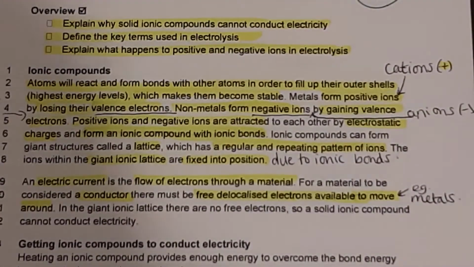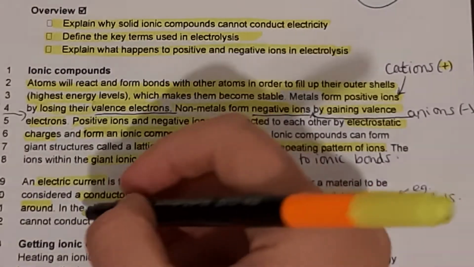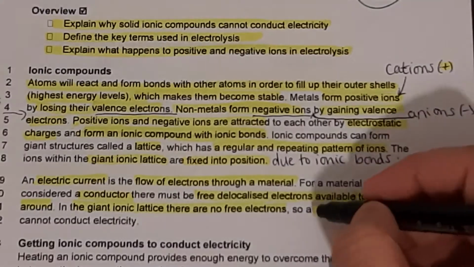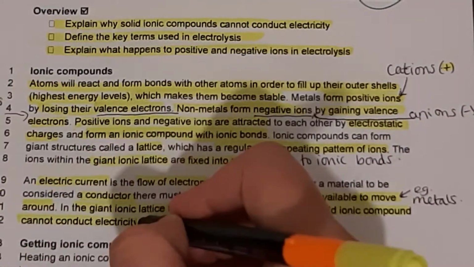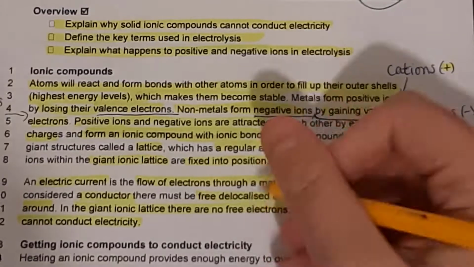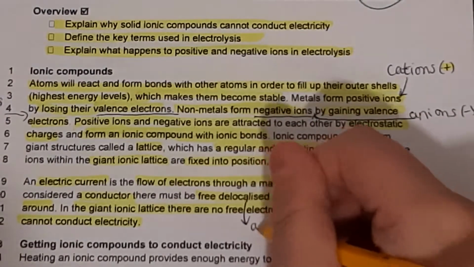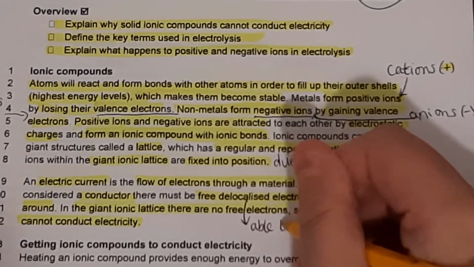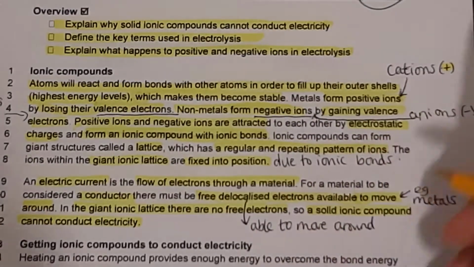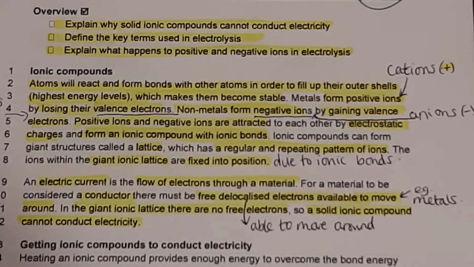In the giant ionic lattice, there are no free electrons, so a solid ionic compound cannot conduct electricity. Delocalized electrons are electrons that are able to move. Delocalized means able to move around. They are not locked into place, stuck around a single atom.